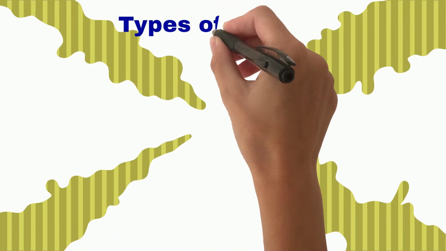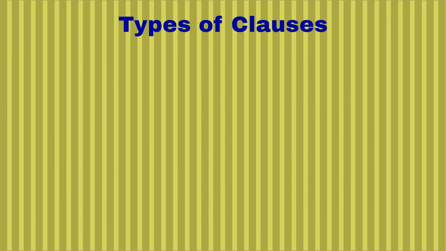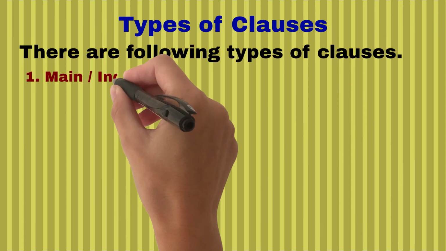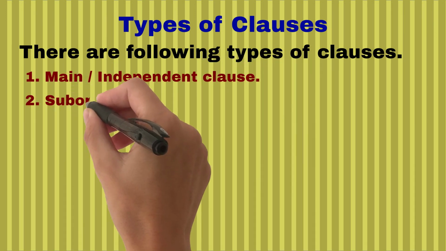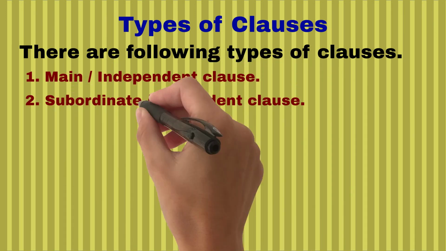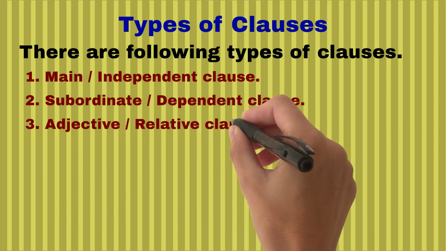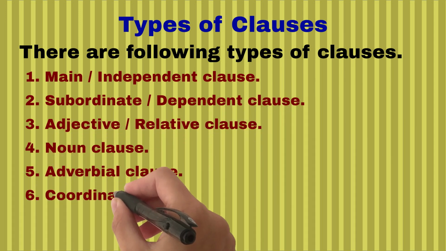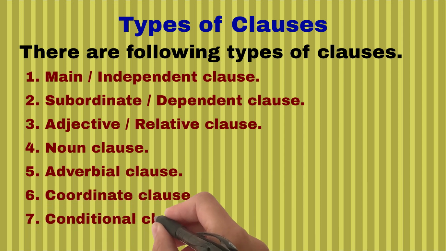Now, let's discuss types of clauses. There are following types of clauses: main or independent clause, subordinate or dependent clause, adjective or relative clause, noun clause, adverbial clause, coordinate clause, conditional clause.